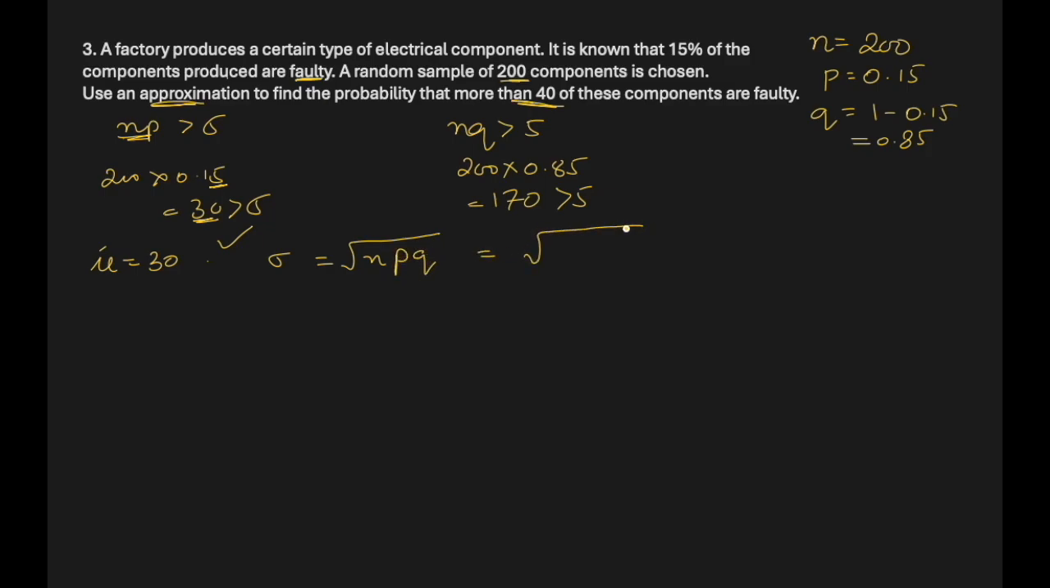So in that case, it will be 200 multiplied by P multiplied by Q. And let me use my calculator to find this.